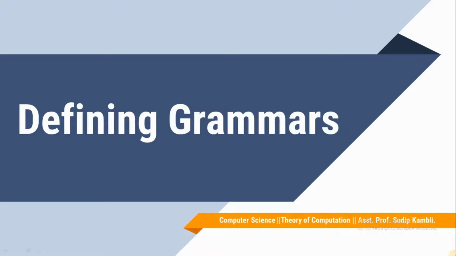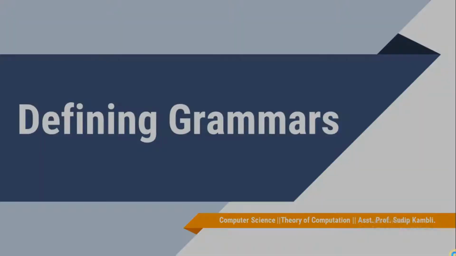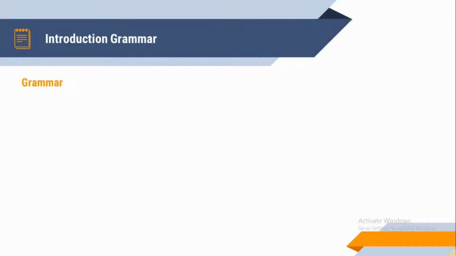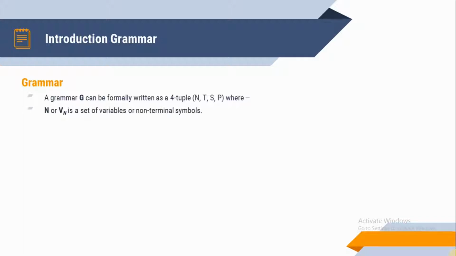So today we are learning about defining grammar. So, the introduction part of grammar. A grammar G can be formally written as a four-tuple: N, the non-terminal symbols; T, the terminal symbols; S, the start symbol; and P, the production rules, where N or V of N is a set of variables or non-terminal symbols.